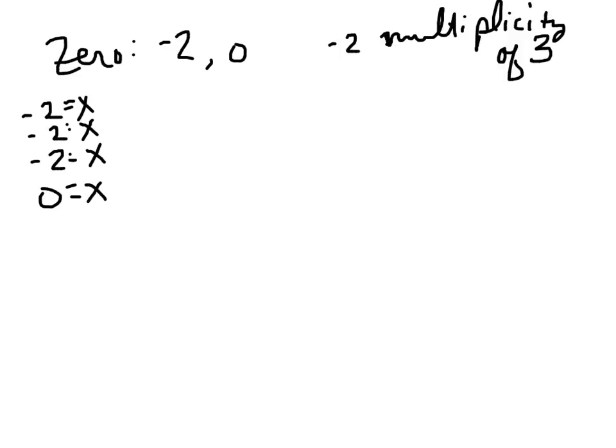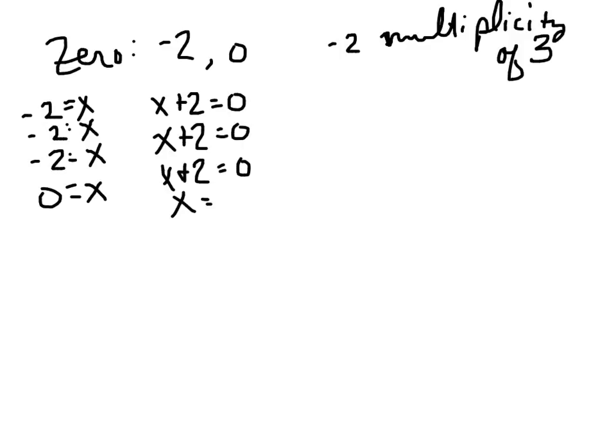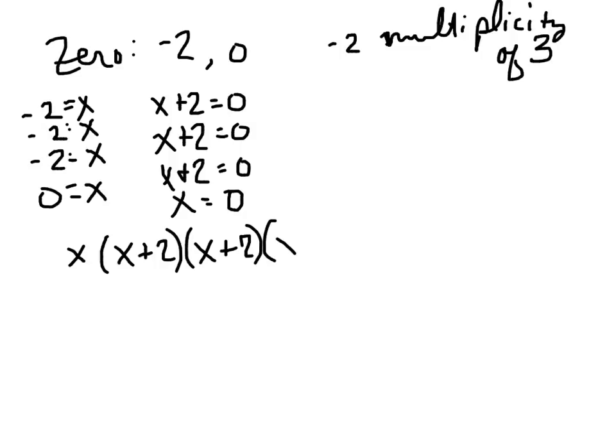Then before it got to that stage, if I move everything back over, it was x plus 2 equals 0, x plus 2 equals 0, x plus 2 equals 0, and x equals 0. I'm trying to get them into that form before I set them each equal to 0. Now before it hit that stage, they were all multiplied together. So I would have had x times (x plus 2) times (x plus 2) times (x plus 2).